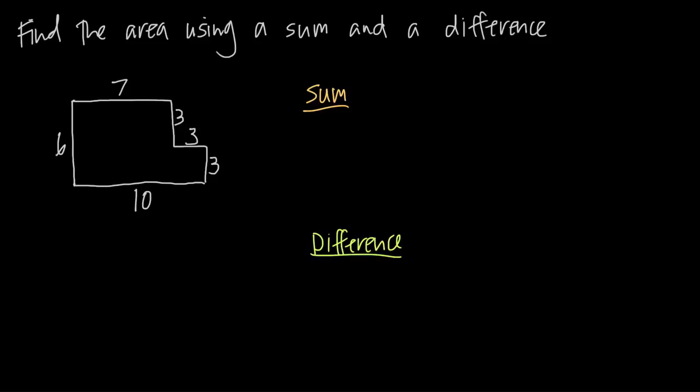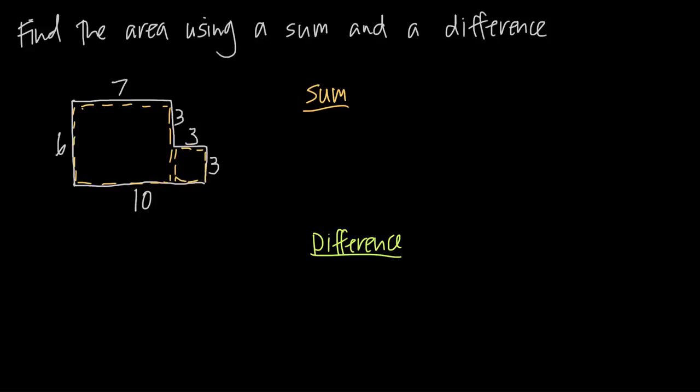In this video, we're going to be talking about how to find the area of a rectangular shape like this one using both a sum and a difference. So there are two different ways that we can find the area of this shape. We can add together the two different rectangular areas, so we can define this rectangular part as one area, and then we can add that to the area of this smaller rectangular part, and that would be a sum. So we would add these two areas together.